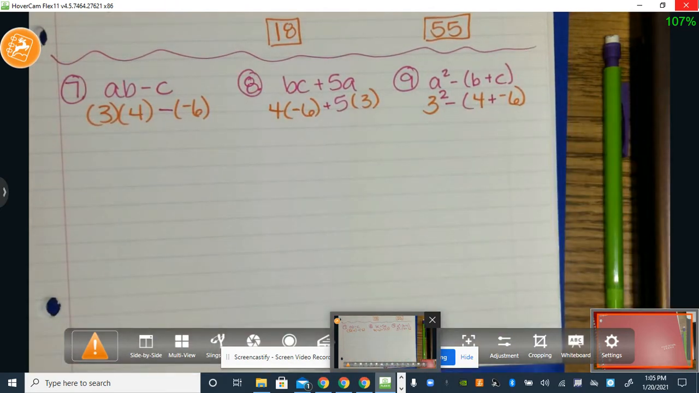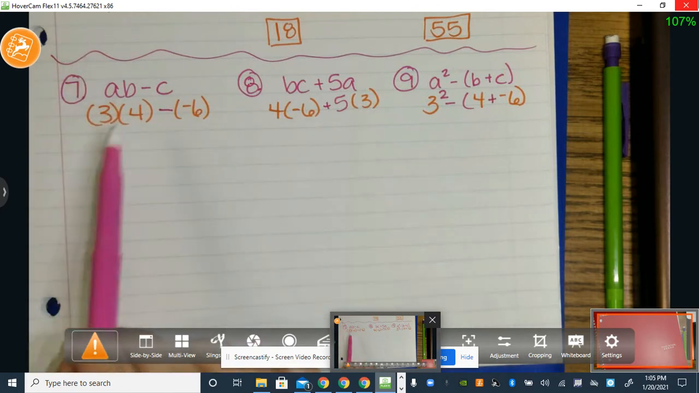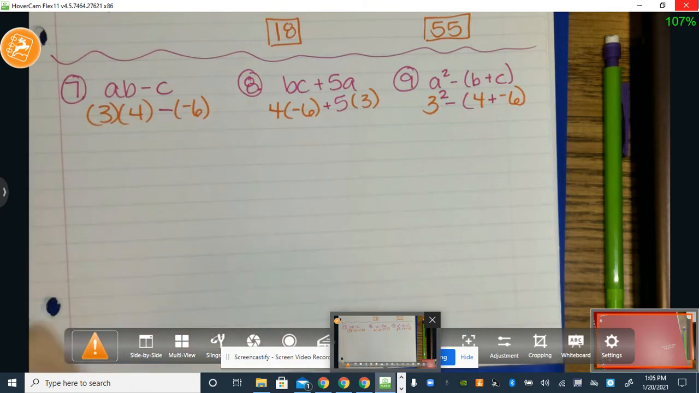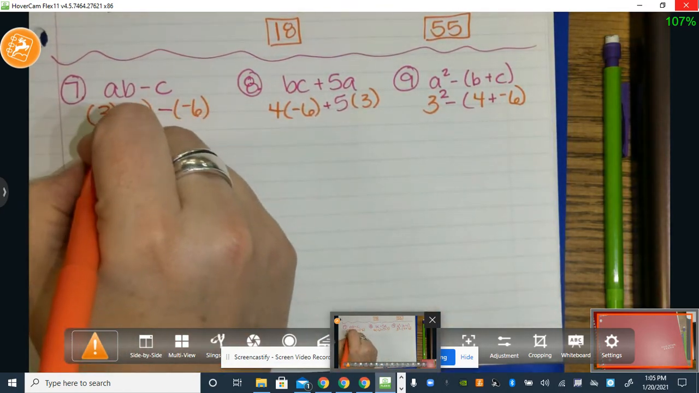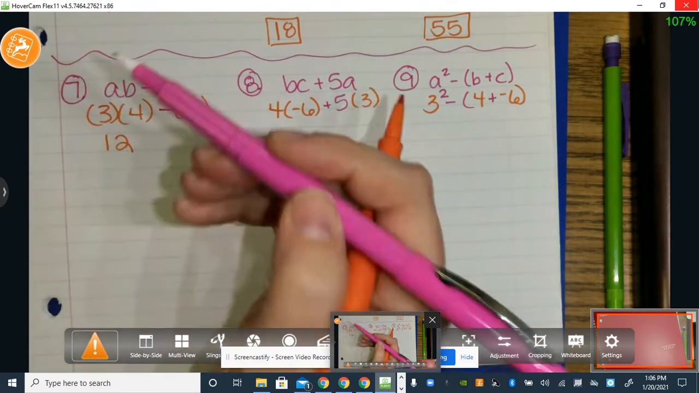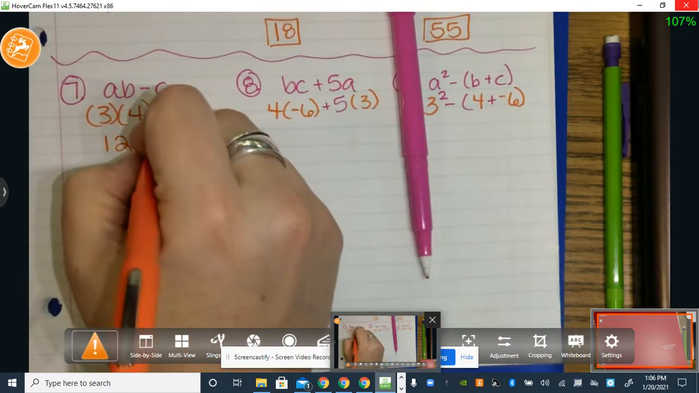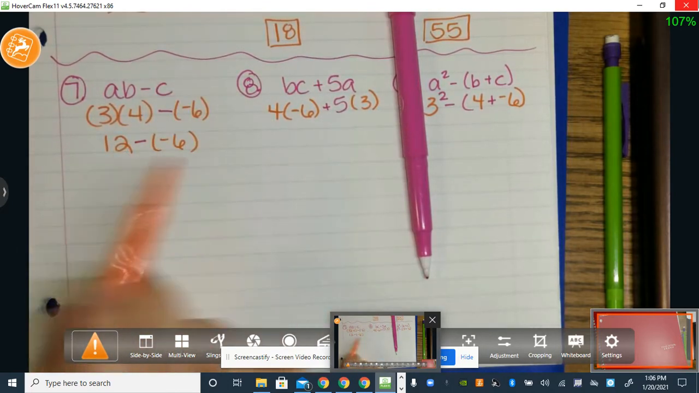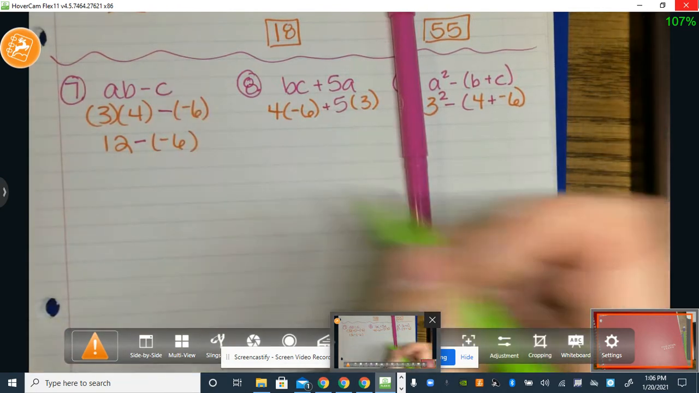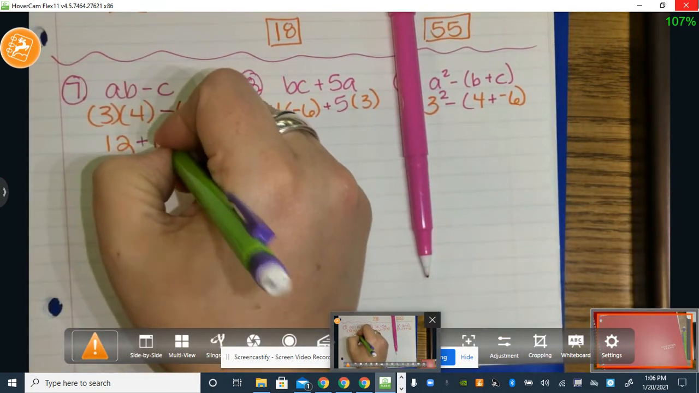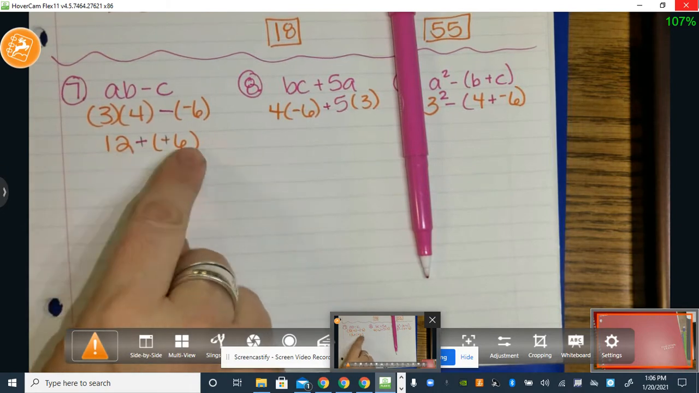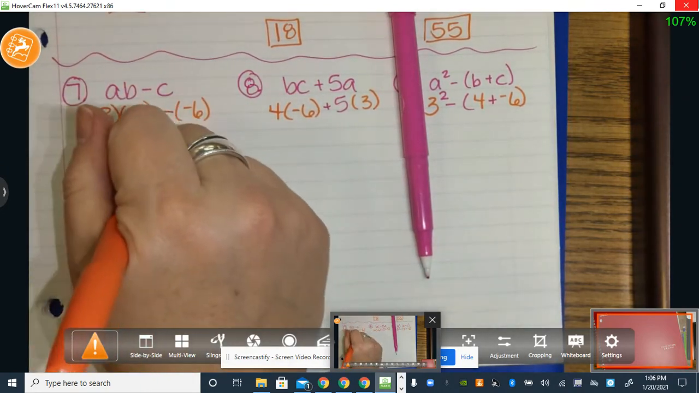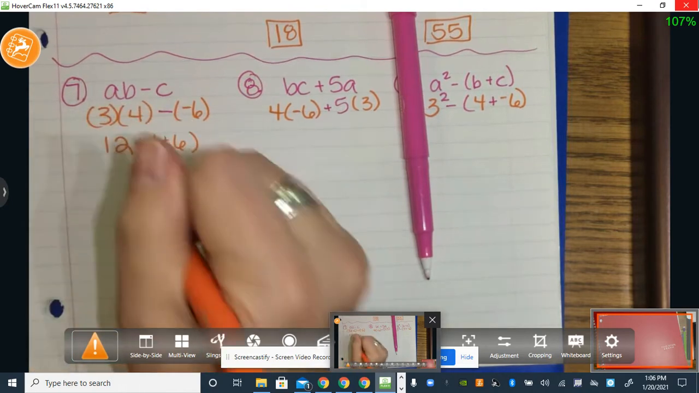All right, so let's go ahead and solve this. Order of operations says I need to do anything in parentheses. Nope. Exponents, nope. Multiply or divide. Well, I have this multiplication right here, which is 3 times 4, which gives me 12. And then I have minus and -6. Now remember, when I subtract a negative, I add its opposite. That's my rule. So 12 plus 6 gives me a total of 18. So when I evaluated it, I got another 18.